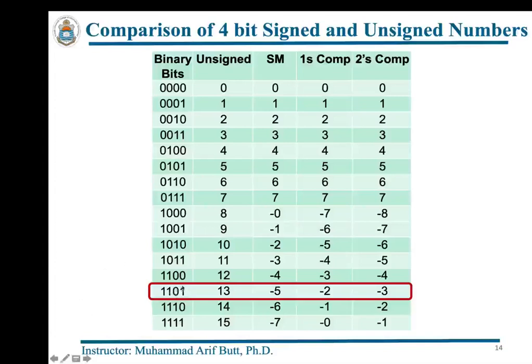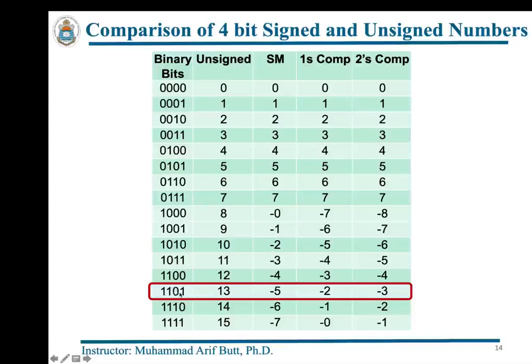If I tell you that the encoding scheme is sign magnitude, you will say fine. The most significant bit is 1, so it is a negative number, and the remaining three bits are 101. That means 5. So this is minus 5. So in sign magnitude, this is minus 5.